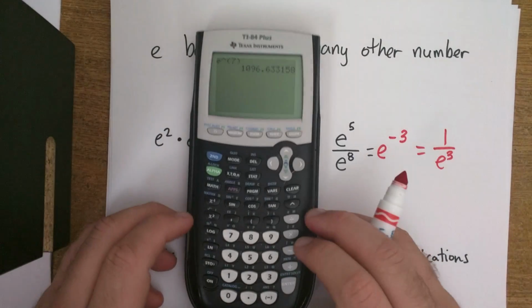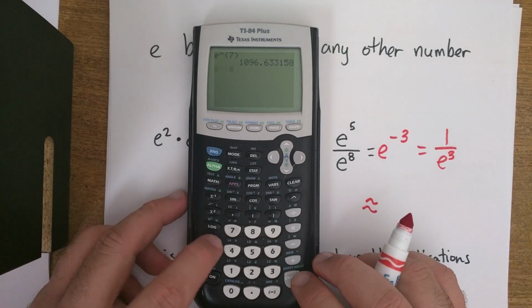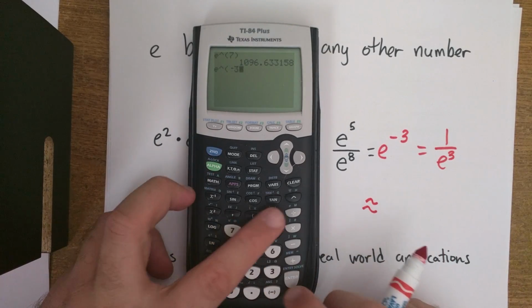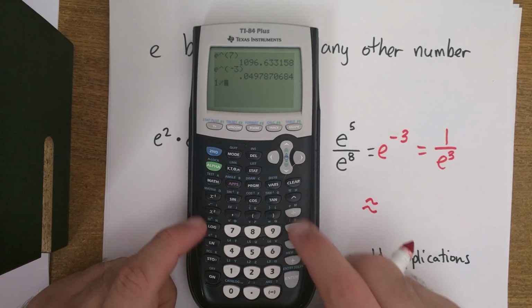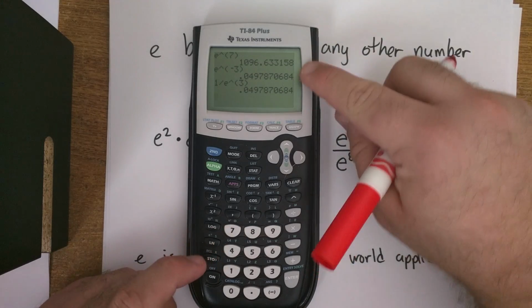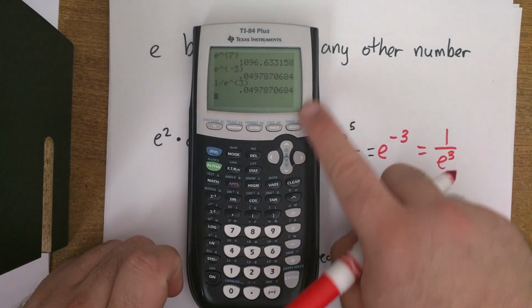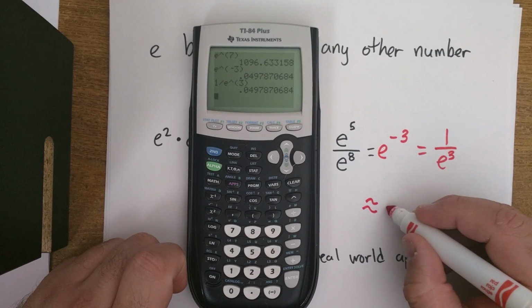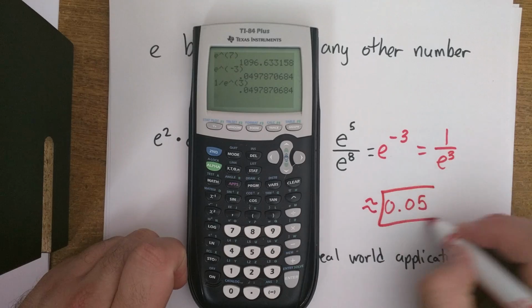You can even just plug into your calculator if you want to get the decimal equivalent. You hit second e. You can do negative 3 like that. You can even do 1 divided by second e to the 3. And either way is fine. So I typed in this and this, but we got the same thing. Rounded to 4 places will be 0.05.